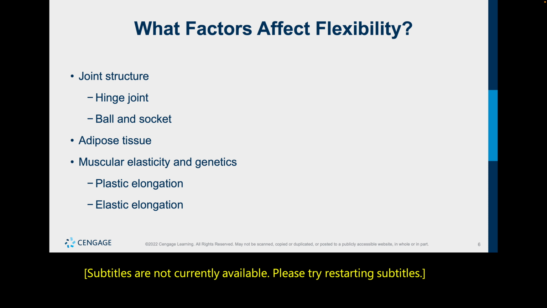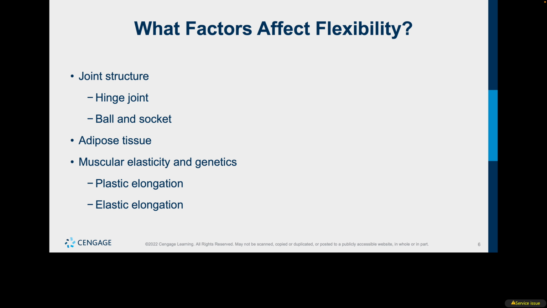What factors affect flexibility? One of the main factors affecting flexibility is joint structure, the hinge joint or the ball and socket joint. These are the different types of joints. For example, your elbow is a hinge joint. On the contrary, your shoulder or hips are considered ball and socket joints because of the location and placement of the joint and the ability to move in a specific range of motion. Flexibility is also affected by fat tissue in the body, as well as muscular elasticity.